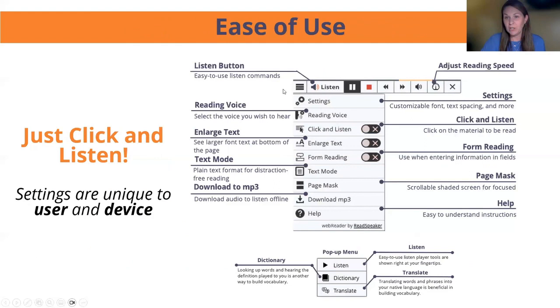And this is just a quick overview of what that expanded toolbar looks like. Again, those settings are unique to each user and each device. So if you have a Chromebook and a MacBook and you're using mobile, you can have different settings for each of those devices. And you can see some of the different tools about changing your reading voice, the reading speed, downloading an MP3. All of those are really cool features to highlight.